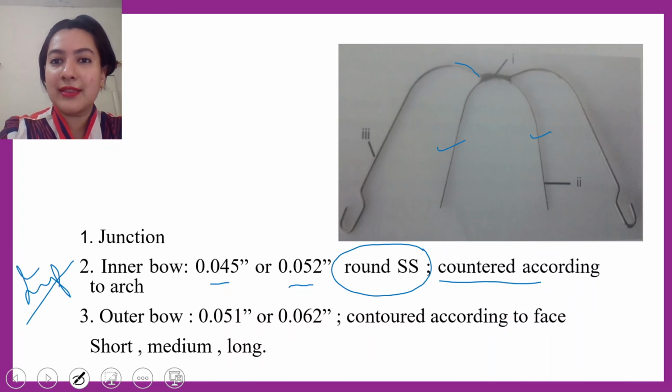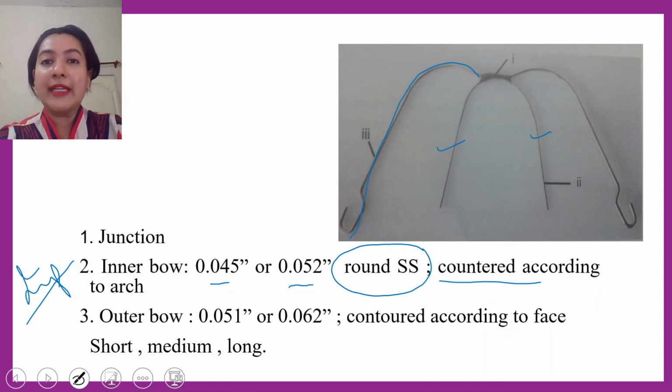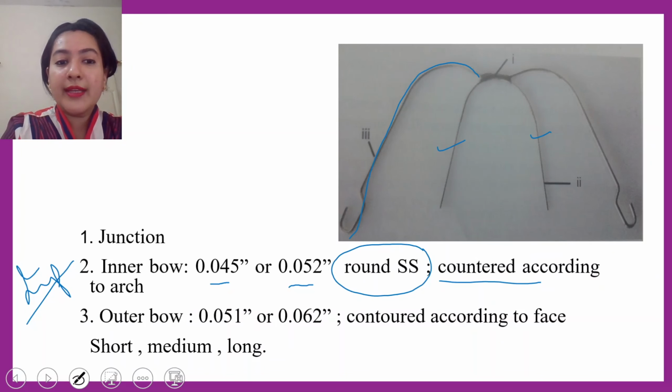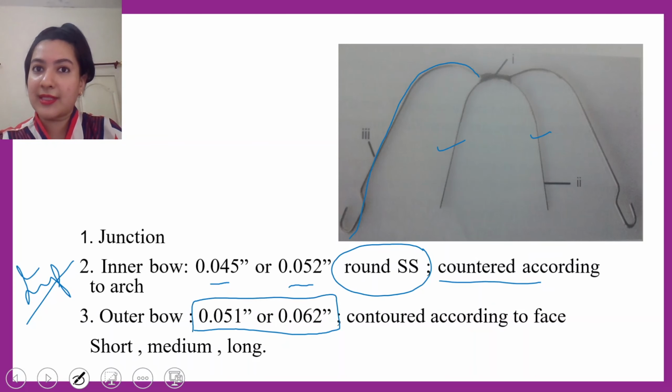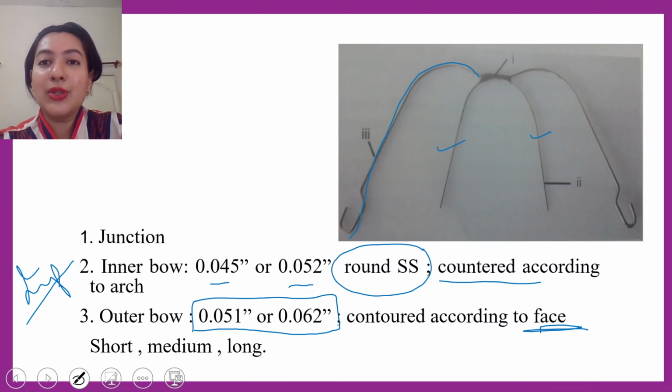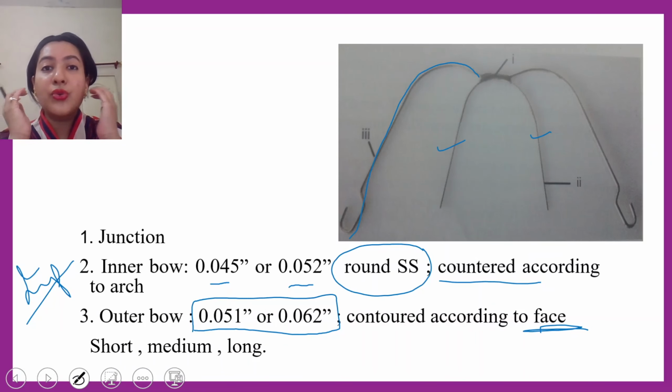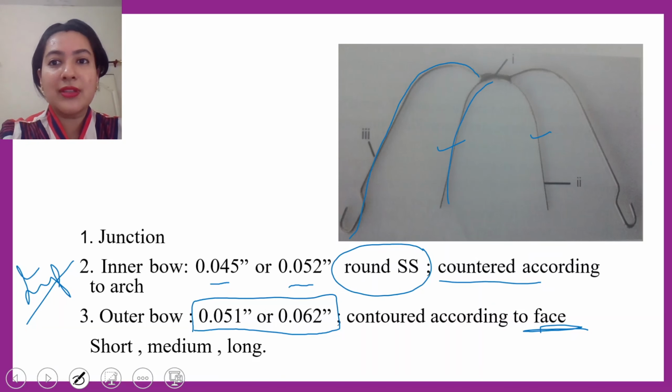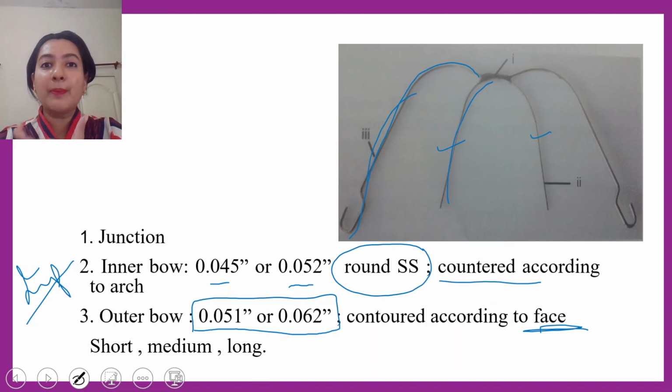Next thing is this thing. This is your outer bow. The dimensions of outer bow is 0.051 or 0.062 inches. And this is contoured according to the face. Okay, this is contoured according to the face, depending on how the face is. So this can be contoured. It shouldn't protrude onto the cheeks. Okay, when the patient is wearing it, the inner bow is intraoral, so that is contoured according to the arch. But this is extraoral. So it should fit well onto the patient's face. It shouldn't pinch onto the patient's face.